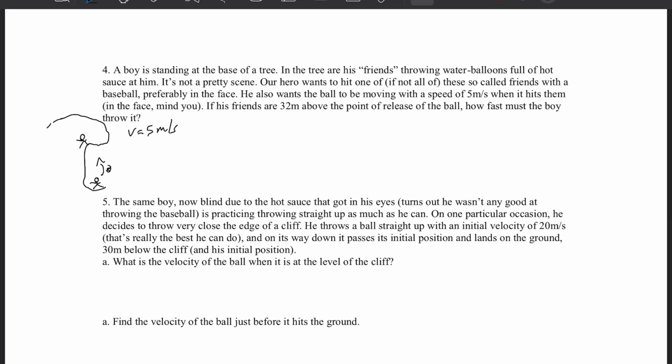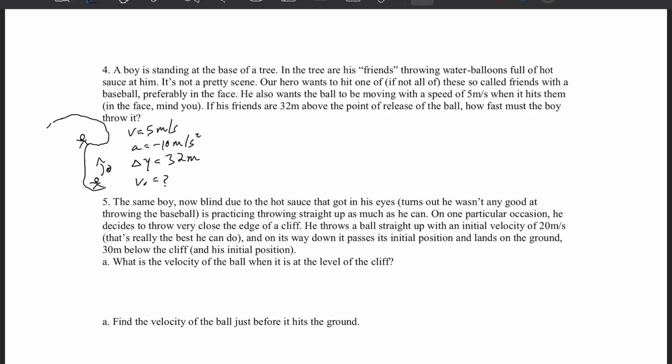Gravity is going to be going down. Well, if up is positive, down is negative, so acceleration is negative 10 meters per second squared. We know delta y is 32 meters, and we're going to solve for initial velocity.